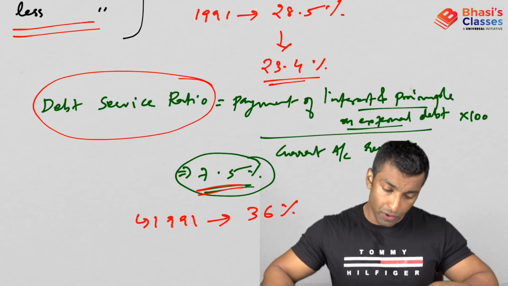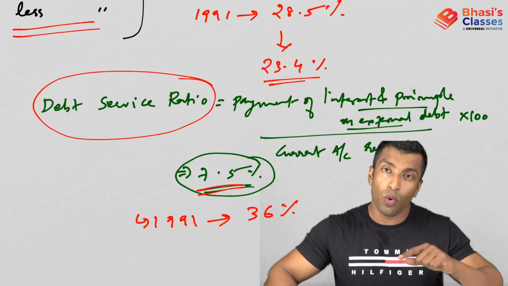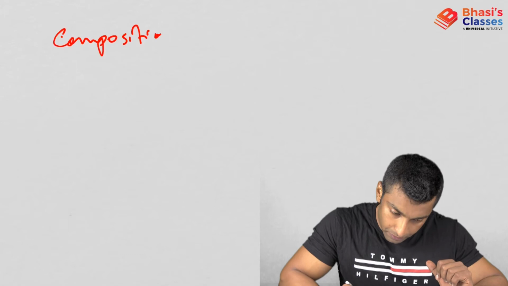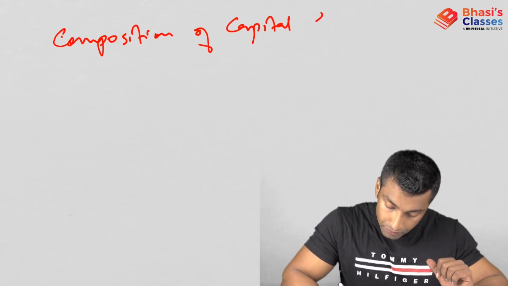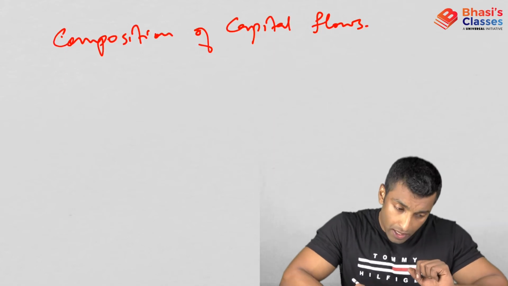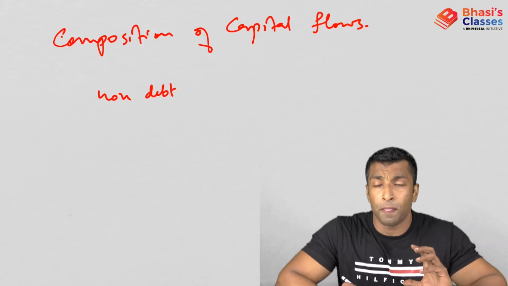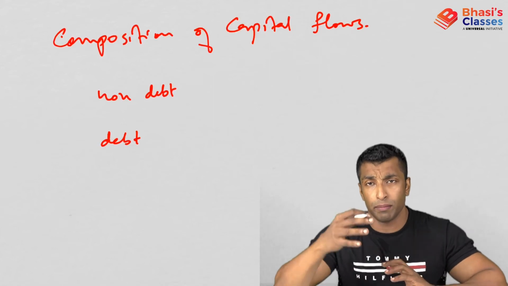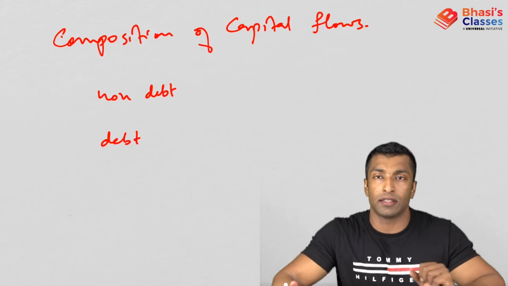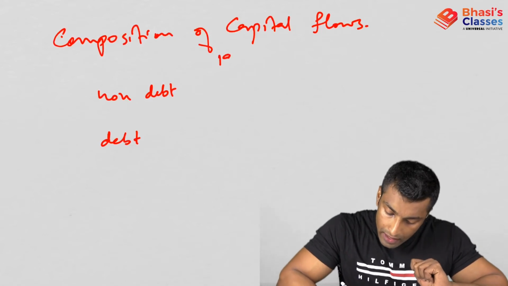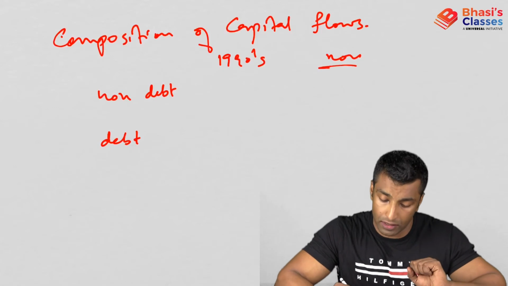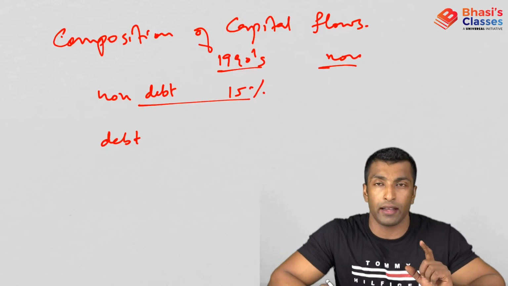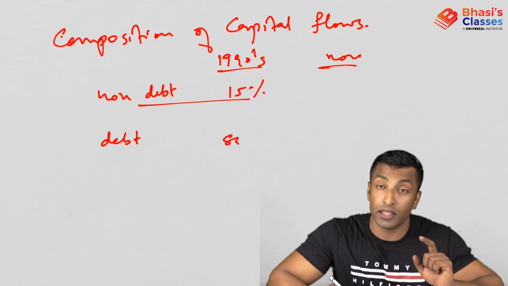Now I'll give you a brief idea about the composition of capital flows. Okay, so composition of capital flows. There are two types: non-debt capital, then the debt capital. Non-debt means that these are investments. It is coming as investment. Debt means the capital which is coming in terms of ECB loans, etc., foreign assistance, like that. Okay, so I'm talking about 1990s, and I'll be talking about now. Now means last 3-4 years. Okay, so 1990s it was 15% which was coming from non-debt category, that means as investment, and 85% was debt.